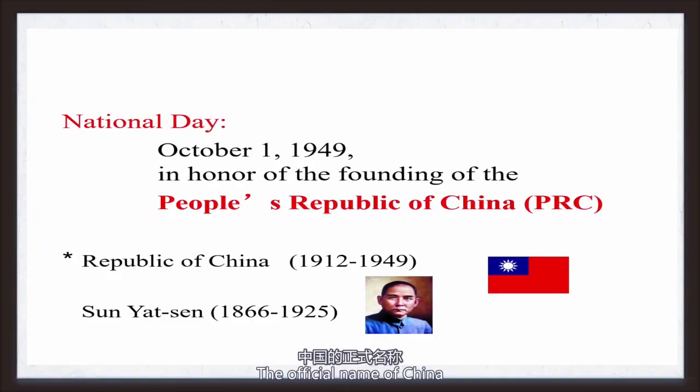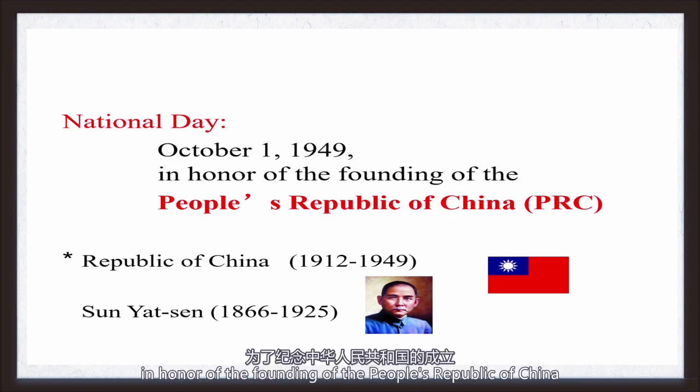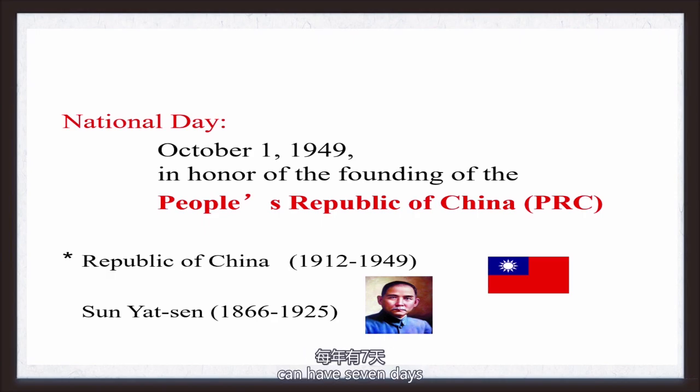The official name of China is the People's Republic of China. Our national day is October 1st, 1949. In honor of the founding of the People's Republic of China, people in China now can have 7 days for public holidays to celebrate our national day.